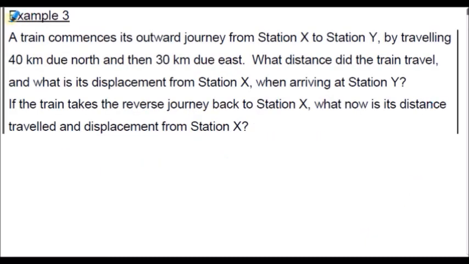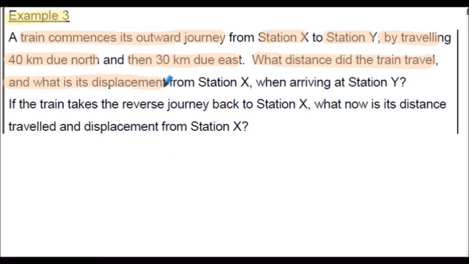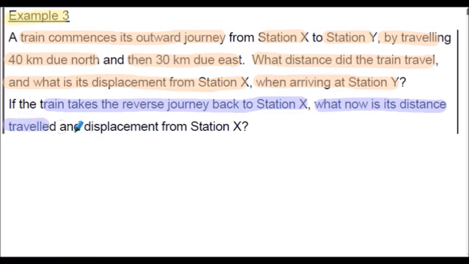Let's consider example 3. A train commences its outward journey from station X to station Y by travelling 40 kilometers due north and then 30 kilometers due east. What distance did the train travel, and what is its displacement from station X when arriving at station Y? If the train takes the reverse journey back to station X, what now is its distance travelled, and what now is its displacement from station X?